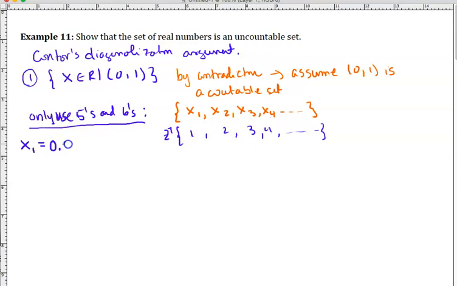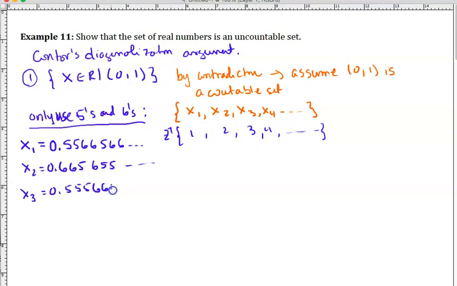The first number could be like 0.5566566, and so on. My second number is 0.665655, and so on. Third number, 0.55566655. Fourth number, 0.65656656, and so on. You can come up with any examples right here.